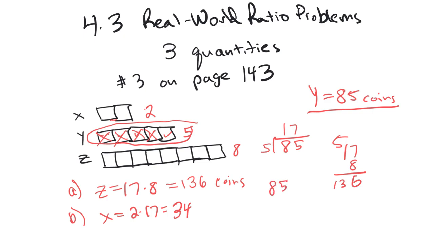And then we just put all their coins together. 85 for Johann. We knew that at the beginning. 136 for Zachary and 34 for Xavier. So that's 15. Bring up the 1, that's also 15, and that's 2. So altogether, they collected 255 coins.